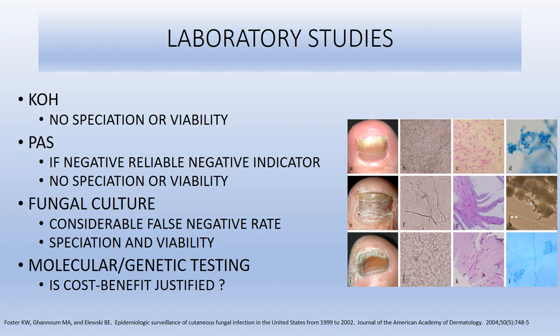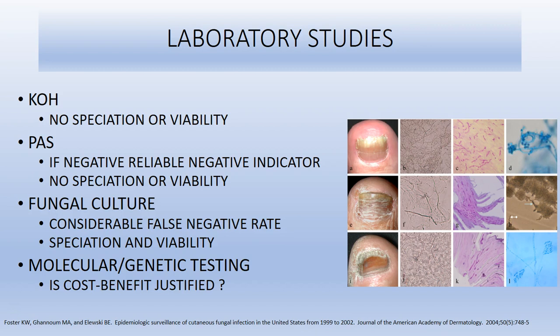So if we look at the laboratory studies that are readily available, direct microscopy is easily done but provides no information regarding the viability of the organisms, nor does it provide any information regarding the species. PAS staining is the most sensitive test that we have short of molecular genetic testing. If it is negative, it is a very reliable indicator that there is not likely a fungal infection. It also offers the advantage of showing trauma-associated changes and other changes in the nail. The downside of PAS is if you require speciation, it's not going to provide you that information.